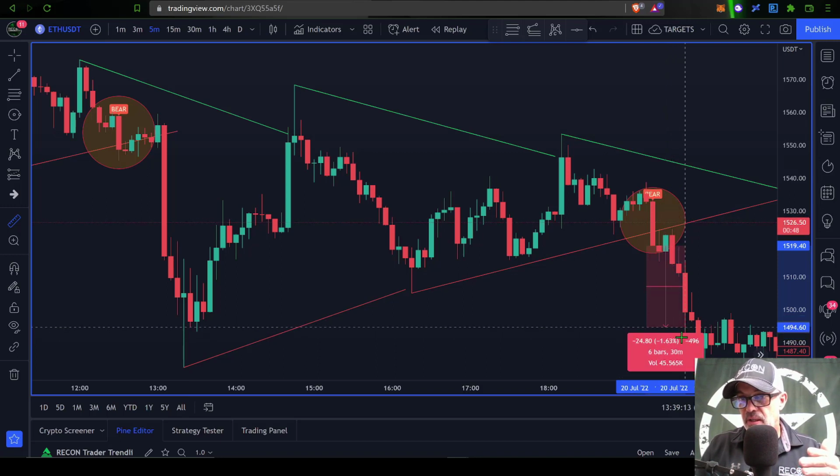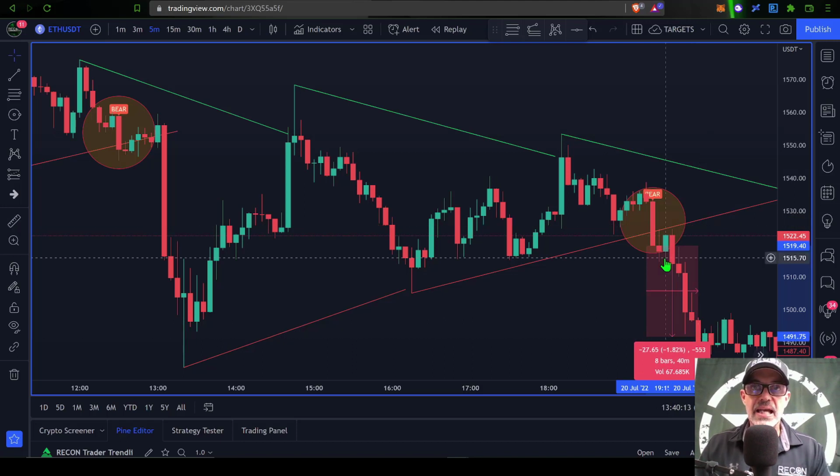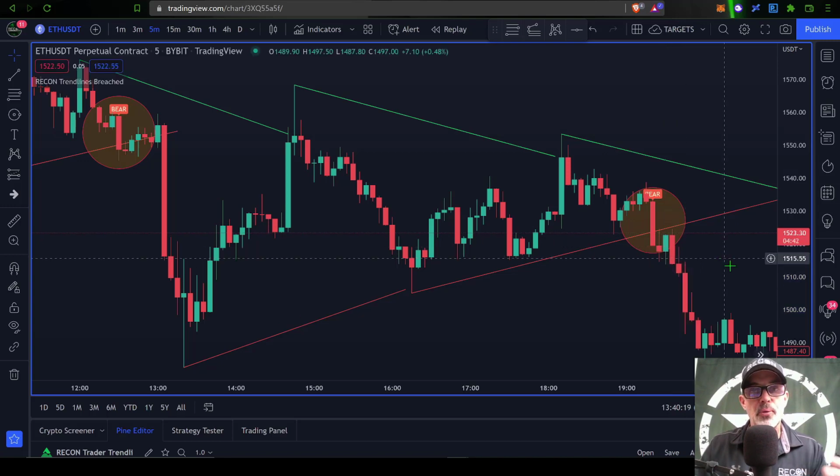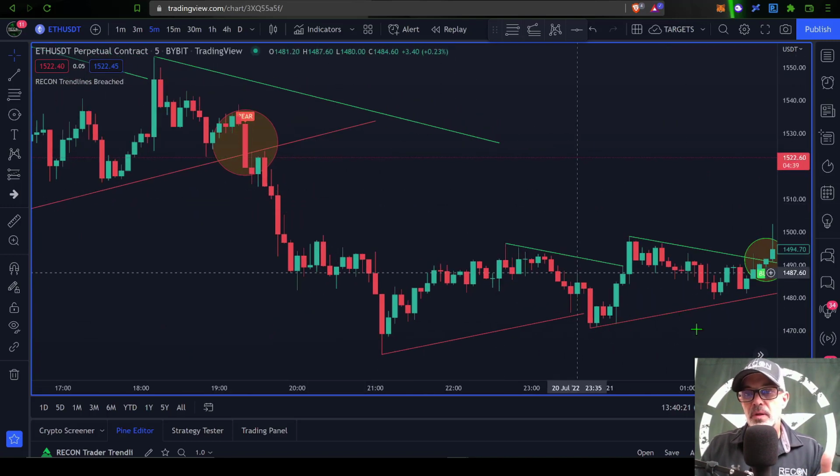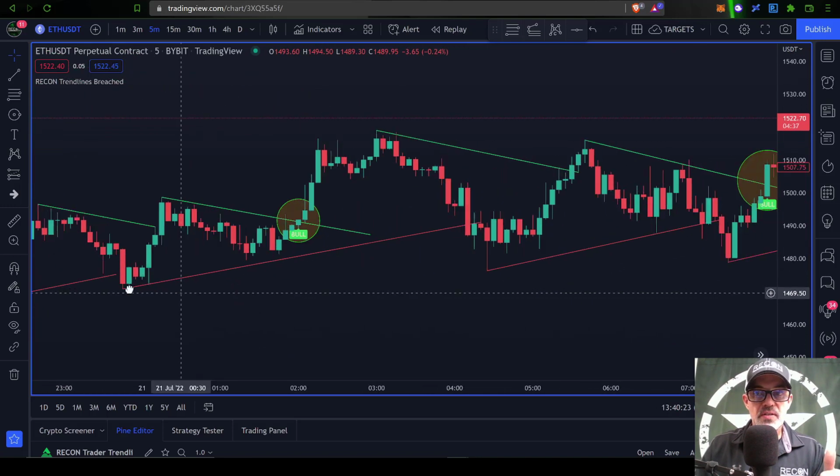Either on the wick of the same candle or definitely on this candle over here. And again, at the end of the day, you need to determine your own risk management or risk tolerance. So now we are 3-1. Let's take a look at a few more trades here.